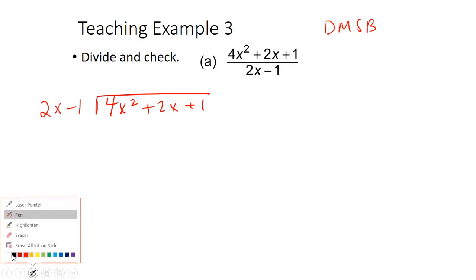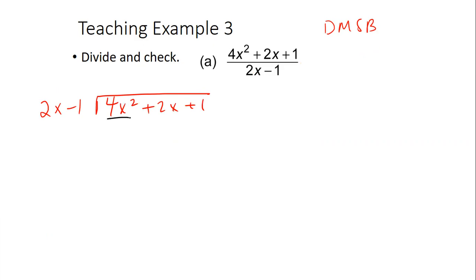That's where I start. I'm going to ask myself, what is 4x squared divided by 2x? I say, self, that is 2x. Then I ask myself, what is 2x times my divisor? Well, 2x times my divisor is 4x squared minus 2x. Then I'm on subtract. When you're subtracting, that means you're changing the signs. So instead of this being positive, it becomes a negative. Instead of this being negative, it becomes a positive. This eliminates, which is what I needed it to do. And I'm left with 4x.